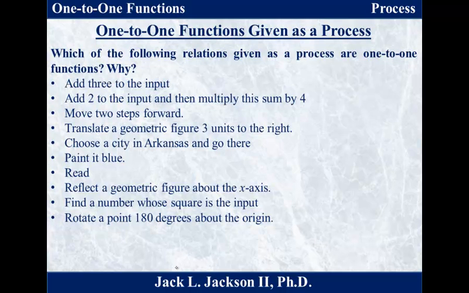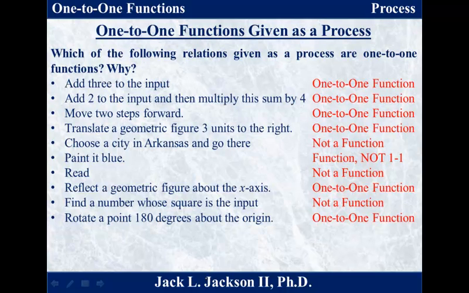Okay, now that we're back, let's take a look at these and see if we can explain why. I don't have the explanations written down, but we can go over them. Add 3 to the input. That's a one-to-one function. Now, why would that be? First of all, why is it a function? Well, every input has only one output. When you add 3 to a number, there's only one number you're going to get out for any particular input. But it's also one-to-one because every output only has one number that came from it.